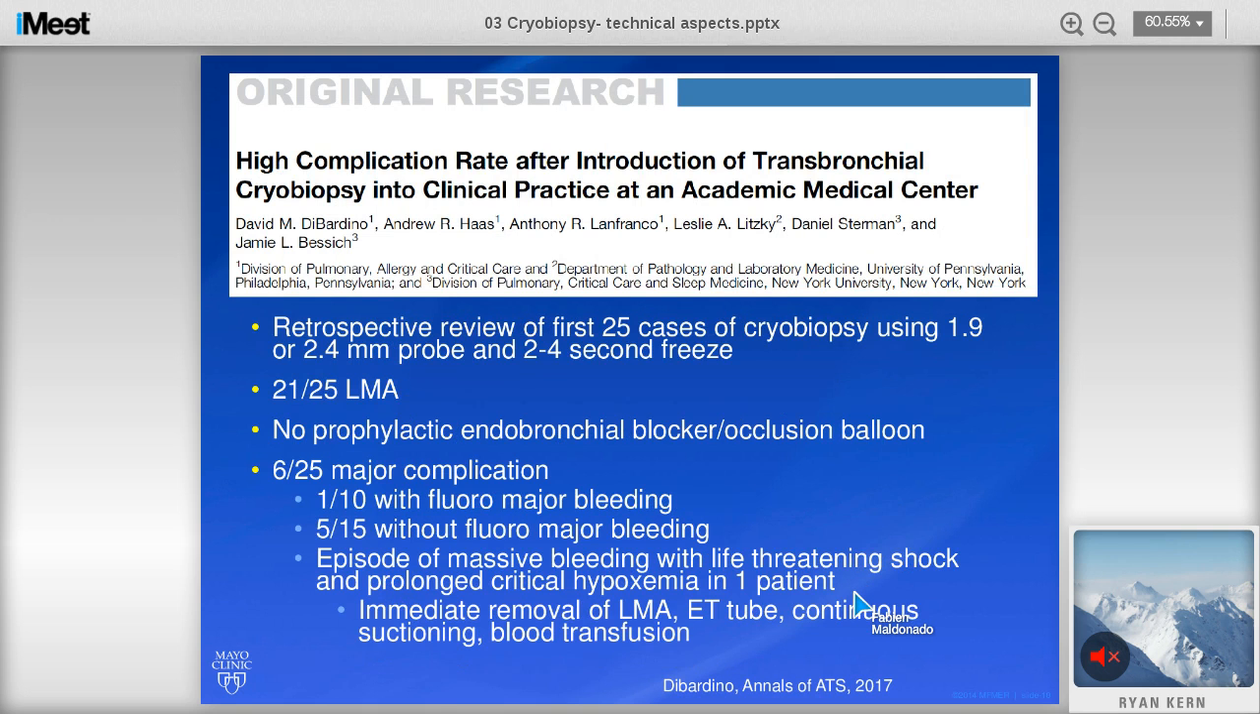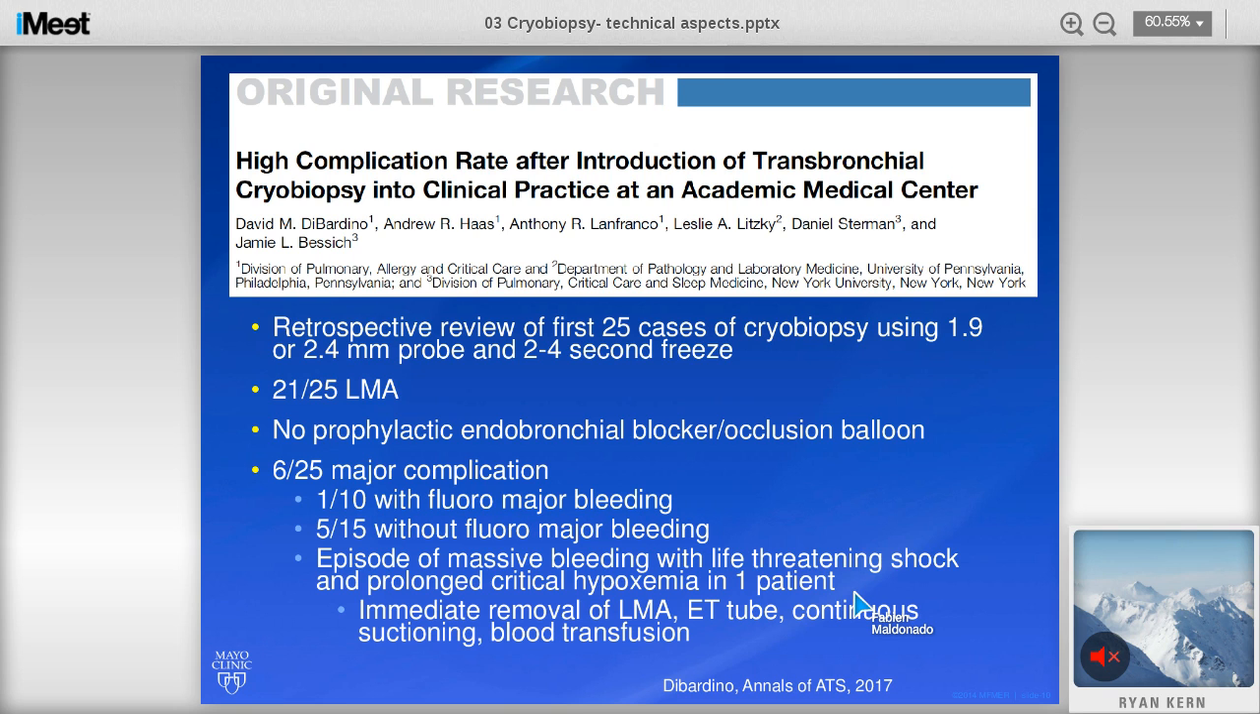But I think probably others have picked this up as well. When you go to some of these national meetings and you talk to people about their first few cryobiopsies, I've heard a lot of really scary stories about some horrendous bleeding. And one study that has shed some light on some of these stories that we had only just talked about was a really nice paper, I thought, describing a high complication rate after introduction of cryobiopsies at a big academic center here in the U.S.